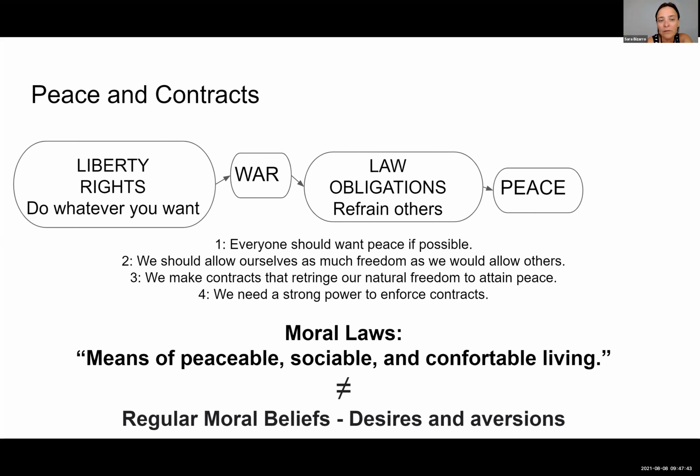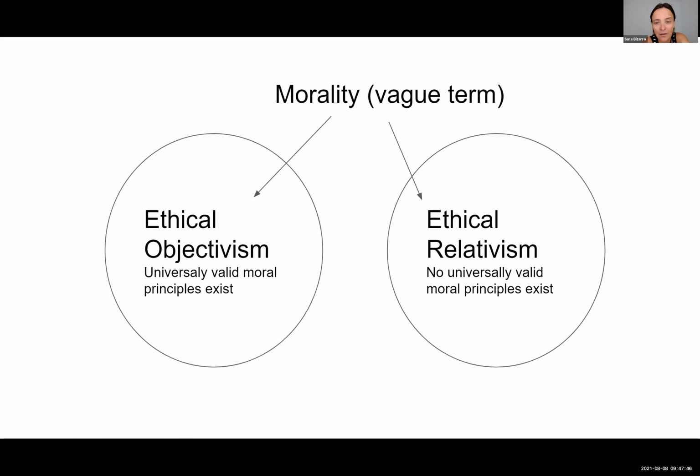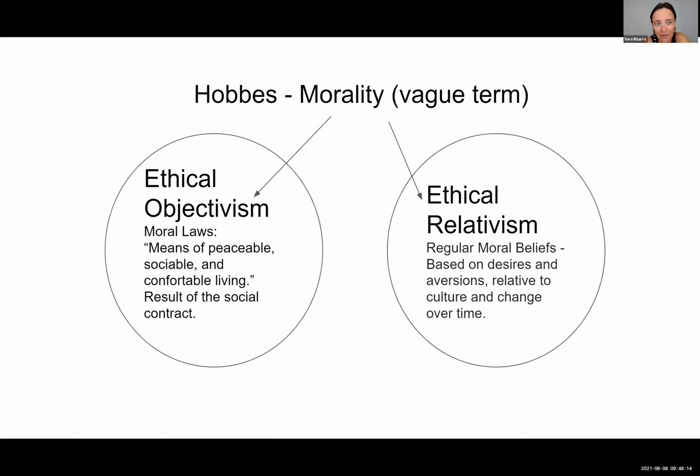Now, when I talked about objectivism and relativism, we saw that there are some theories that are objectivist, some are relativist. And then I said, I think in that video, that morality is kind of a vague term, that you could have some things that people call moral and they're going to be relative. And there's other things that people call moral and they might be objective. So morality is a really wide term. And I think Hobbes really recognizes this. And in his theory, the objective part is going to be whatever moral laws we come up with to have peaceful, sociable, and comfortable living.